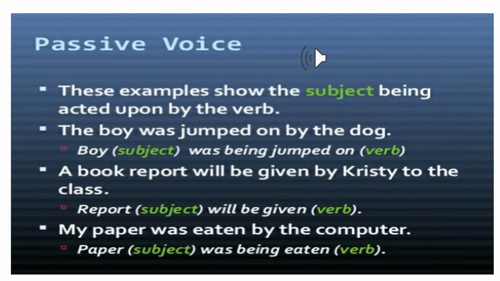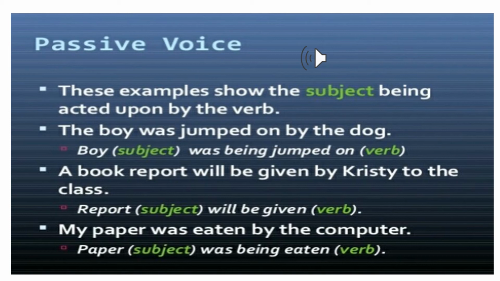Next, the book report will be given by Christy to the class. I have given the active voice of this particular sentence in the active voice portion. Here the book report is the subject, and Christy will give that book report to the class.